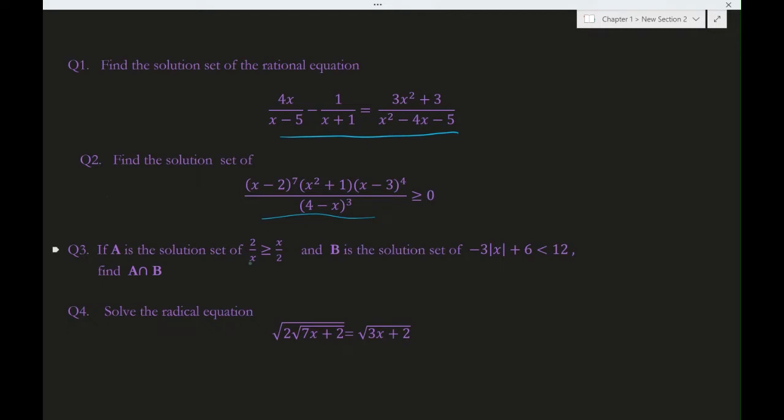Question three, if A is a solution set of this rational inequality and B is the solution set of this, we can say this is an absolute value inequality, then we want to find A intersection B. Then lastly, question number four is to solve this radical equation. We will start with question number one.